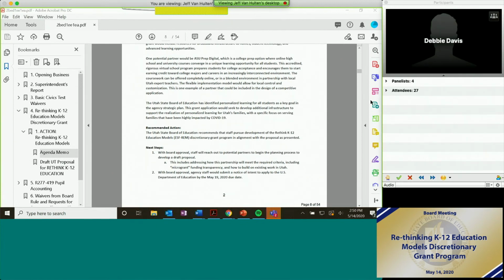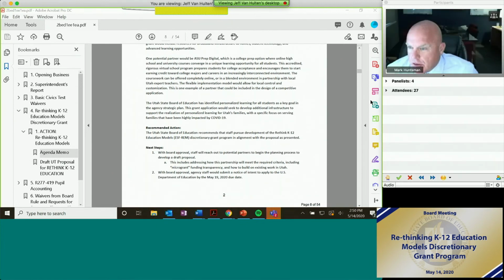Thank you. Okay. Member Davis, did you have your hand up or just accidentally left on? Oh, thank you. I'm not seeing any other questions or comments, so we're going to vote on this. The motion before the board is that the board approve staff pursuing development of the Rethink K-12 Education Models Discretionary Grant Program in alignment with the proposal as presented. So if we would all vote, and if Board Member Nielsen's on, if he would.